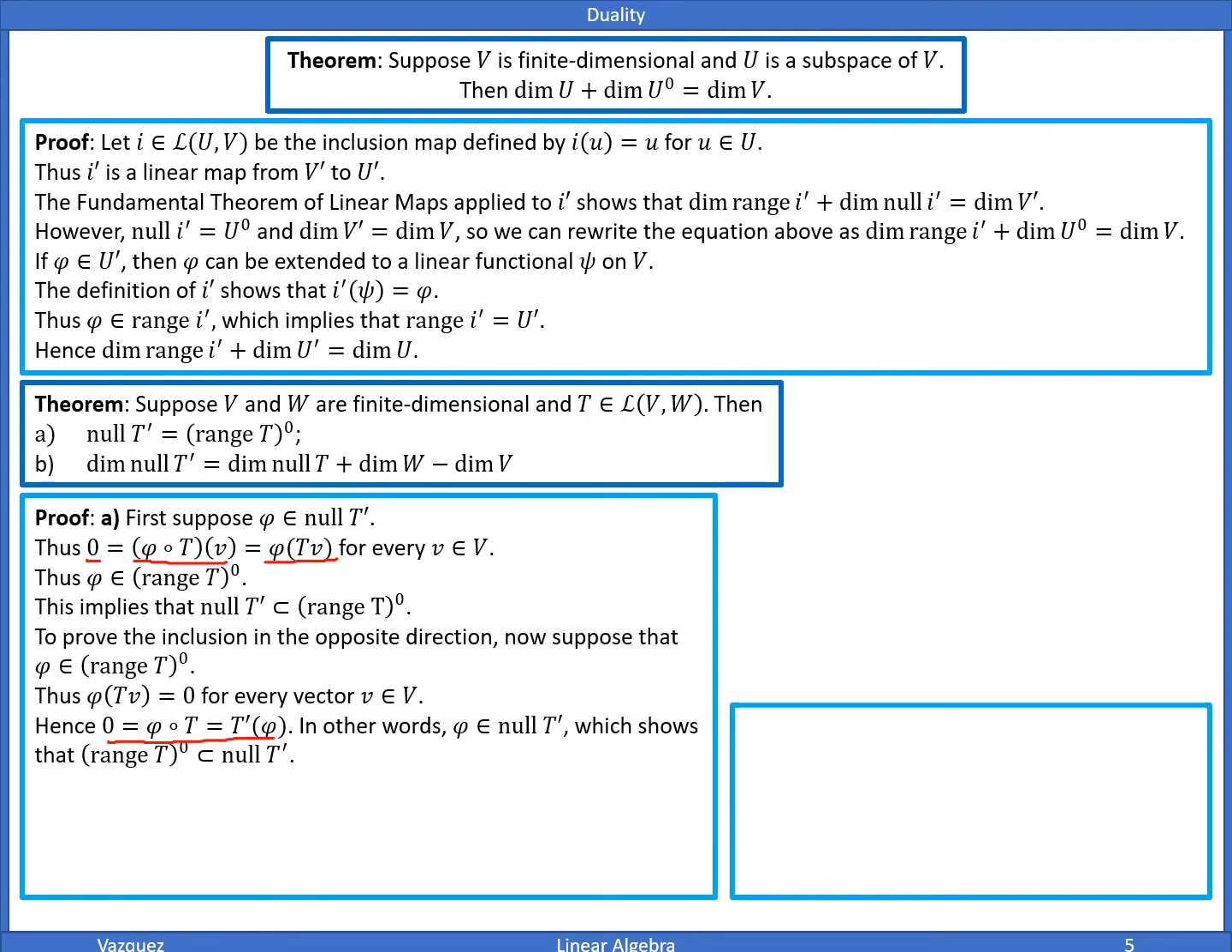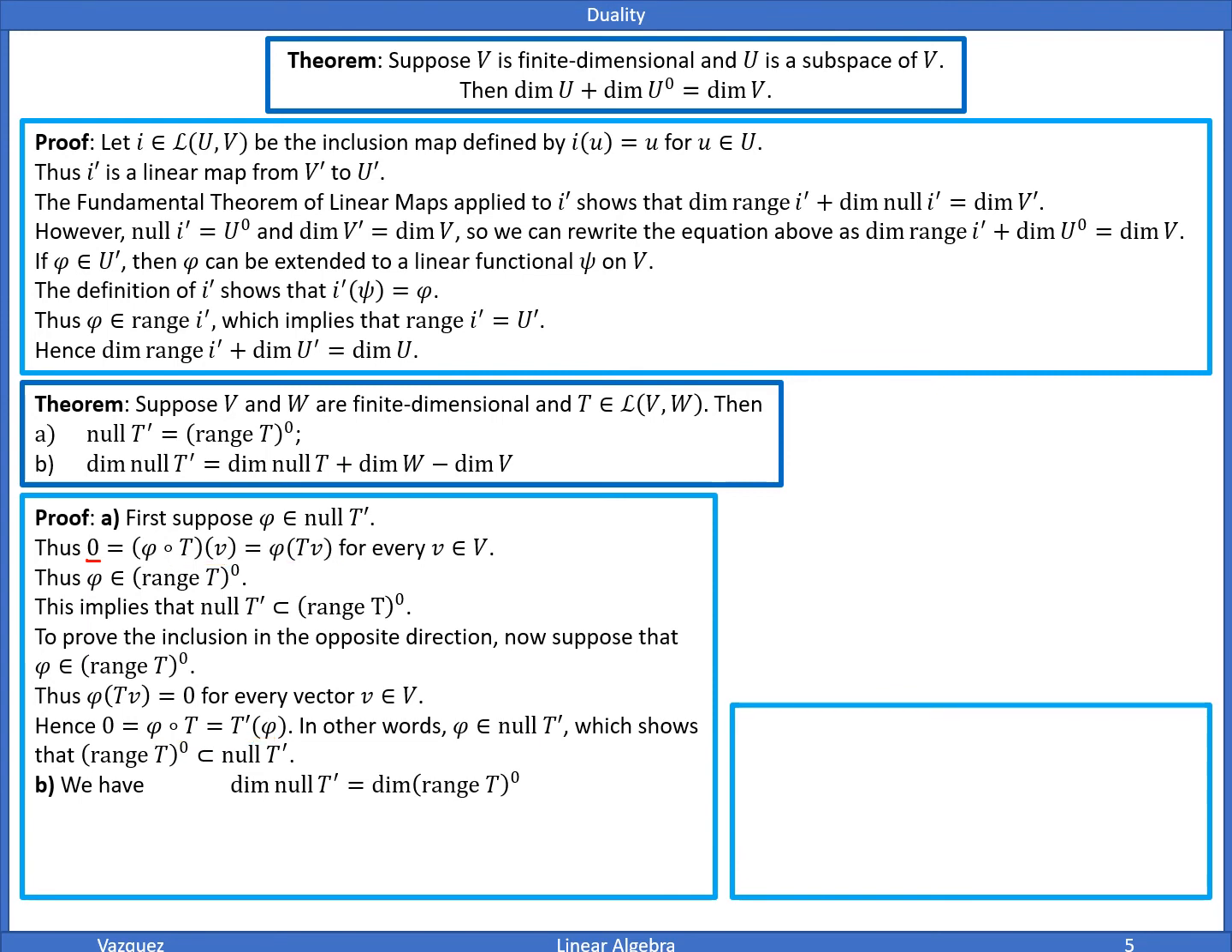0 is just equal to T prime of phi, which just means what? Well, that phi is in the null space of the dual map T prime, which shows that the annihilator of the range of T is indeed a subset of the null space of the dual map of T. So that proves the first one.